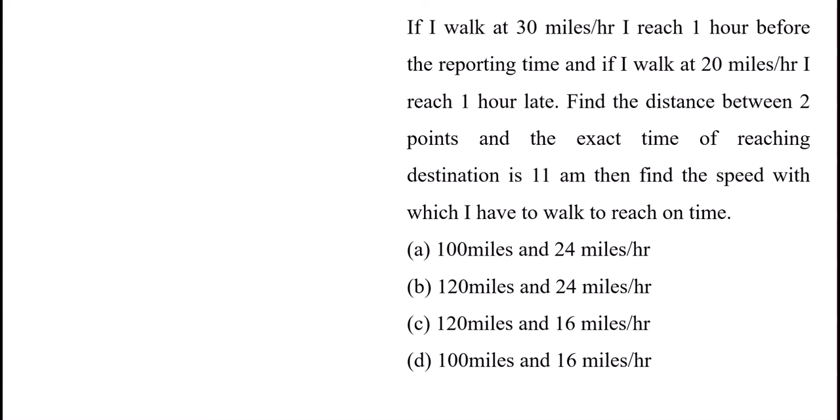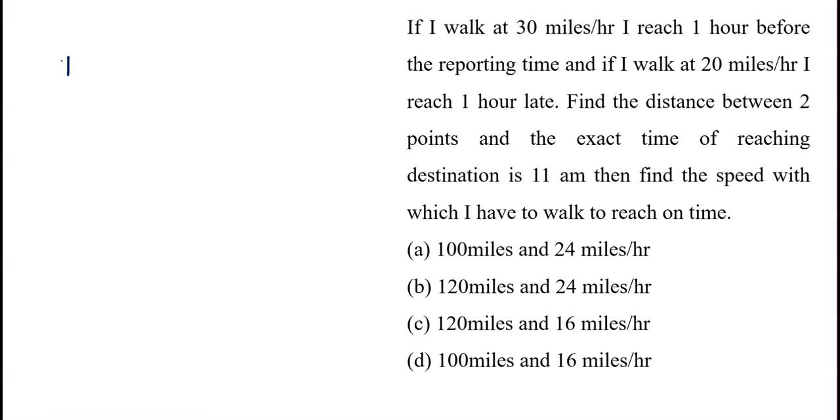So we need to calculate the distance between the 2 points and what speed I need to maintain. If I'm traveling at 30 miles per hour, I'm reaching 1 hour before. If I'm traveling at 20 miles per hour, I'm reaching 1 hour late. Don't say 25 between 30 and 20. 25 is not there, because speed and timing are inversely related. So don't map in that style. Distance is the same.